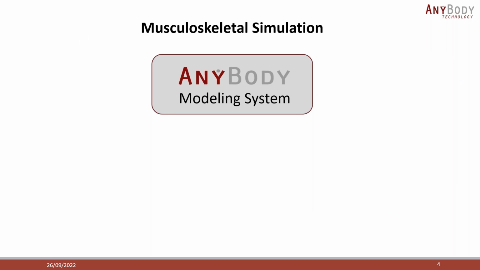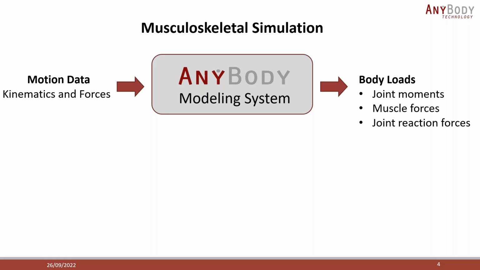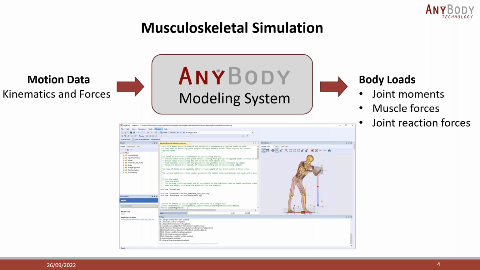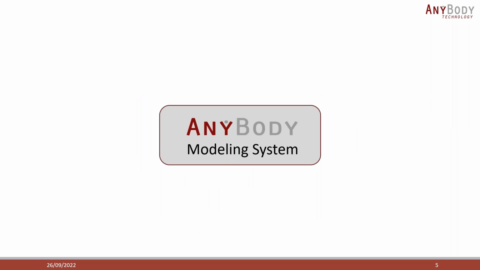So let us begin with having a look at what the Anybody modeling system actually is. The Anybody modeling system is a software that allows you to do musculoskeletal modeling and simulations. As input, it takes motion data as kinematics and forces, and it calculates the internal body loads as joint moments, joint reaction forces, and muscle forces. And down here in the bottom of the screen, you can see a screenshot from the actual software, so this can give you an idea of how the system actually looks.